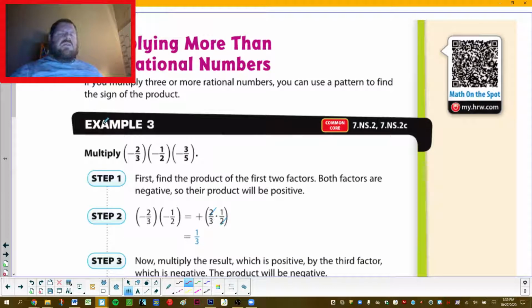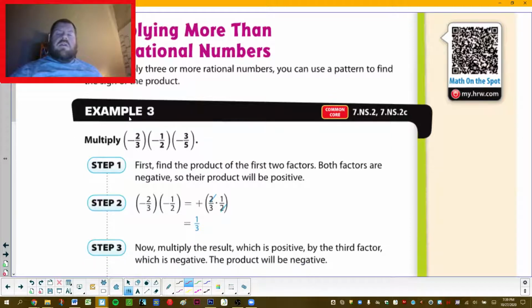Okay, but we can also multiply more than 2 numbers together. That's an okay thing to do. And they say that we can use a pattern to find the sign of the product, which is a good thing to do. I think it's always better to maybe look at your problem at first and figure out, is this going to be positive or negative, and then deal with the size of the numbers. Okay. It says first find the product of the first 2 factors. Both their factors are negative, so the product's going to be positive. So they just break down, they're going to deal with the first 2 first.